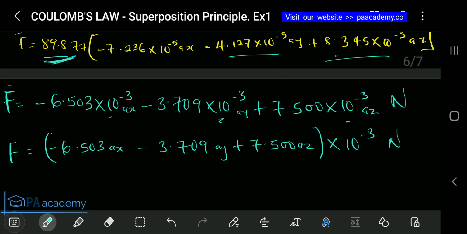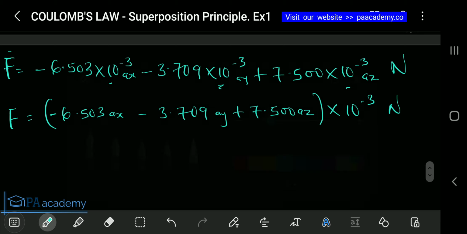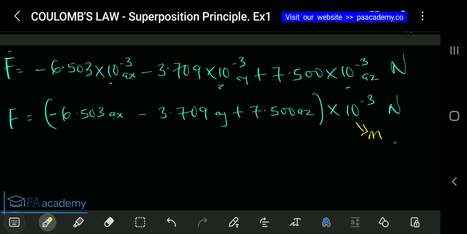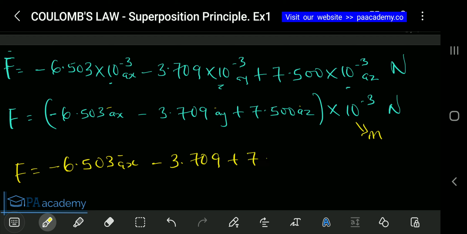Are we good? All right. Now you also recall that 10 raised to the power minus 3 is milli. So milli is 10 raised to the power minus 3. So with that, we can have our answer as our F is equal to minus 6.503 AX, don't forget the bar at the top, minus 3.709 AY plus 7.500 AZ millinewton.